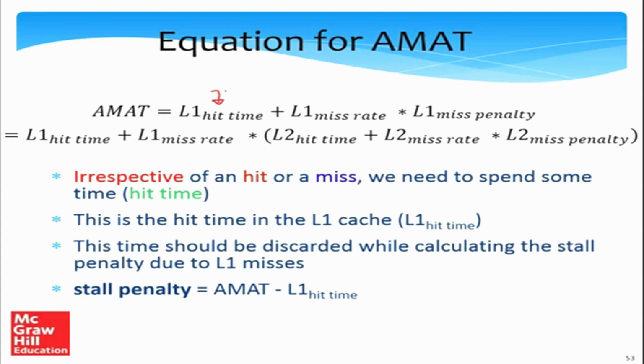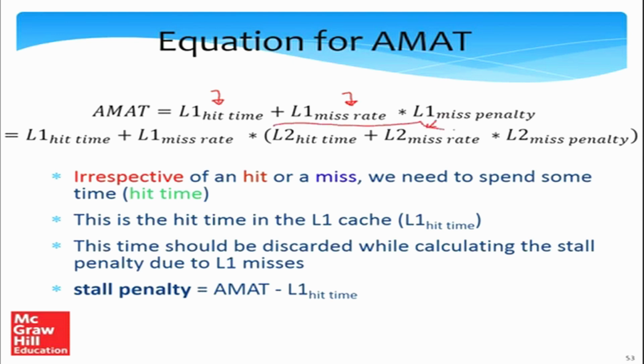A fraction of the accesses that go to the L1 cache will actually miss in the L1 cache. For all of those misses, we need to pay a miss penalty, which is the number of cycles it takes to go down the memory hierarchy, fetch a value, and write it back to L1. The L1 miss penalty can further be broken down as follows. The L1 miss penalty corresponds to this quantity.